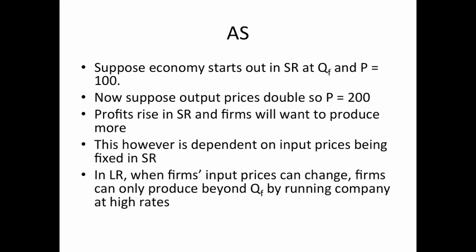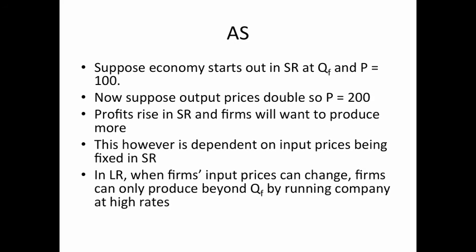Well, thinking again about profit per unit, that would increase, right? If the selling price doubles and the cost of production stays the same, profits must rise. So profits in the short run rise, which is the incentive for firms to produce more. As we said, it really all is about profit per unit. So if profit per unit is going up, firms will want to produce more. However, this is dependent on, right now, input prices being fixed in the short run.